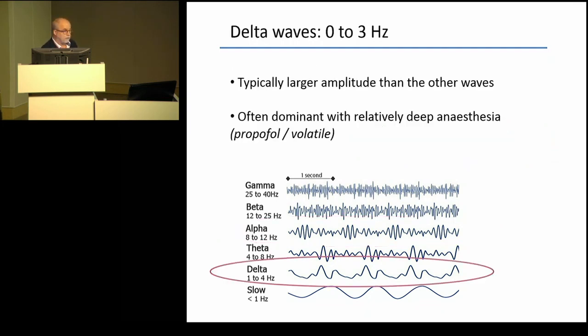And then the delta waves. Delta waves have been associated with the depth of anesthesia. They are easy to see, like waves in the sea. You can count them easily, 1, 2, 3, 4 in a second. And very often they are the highest amplitude waves in the EEG.